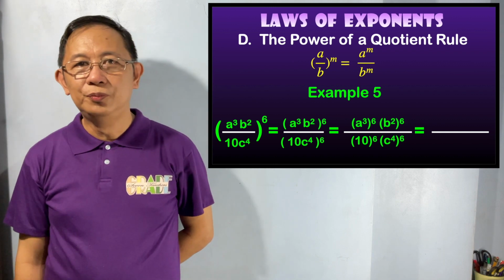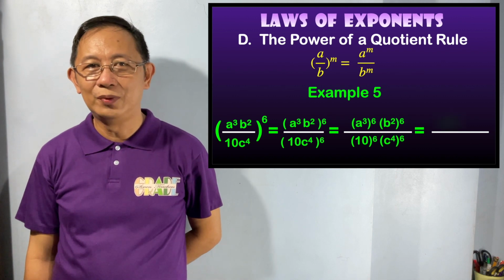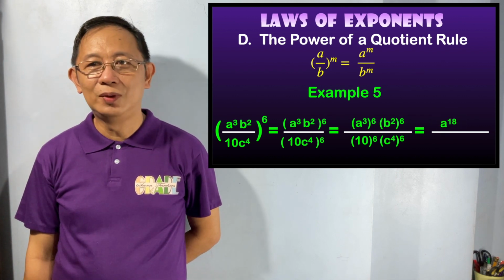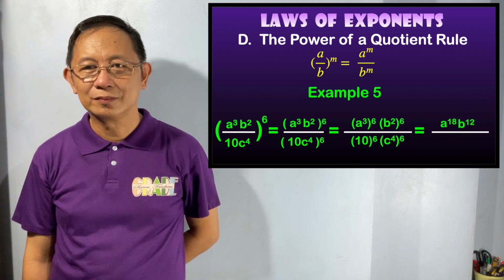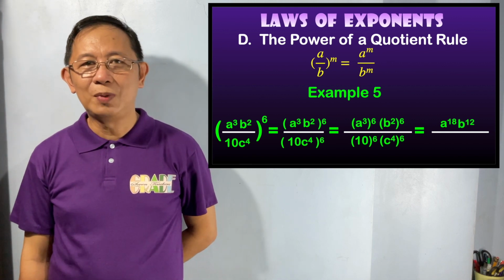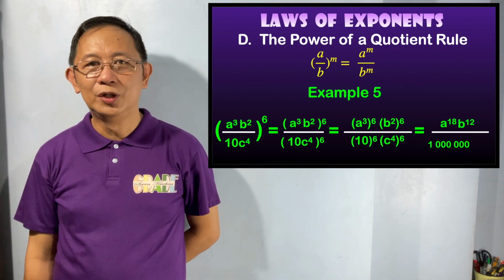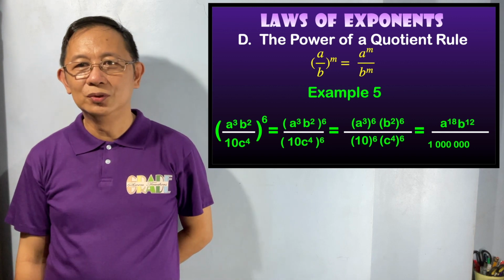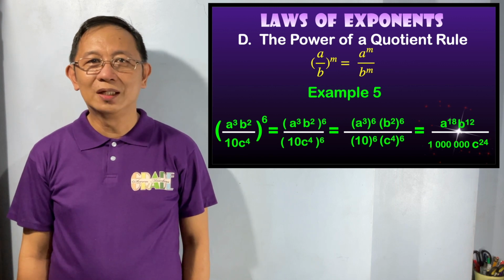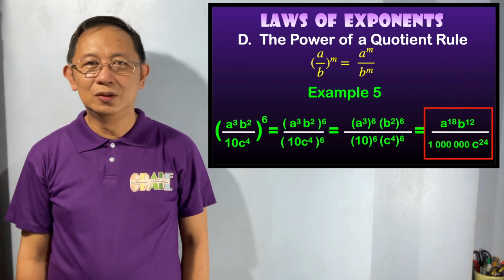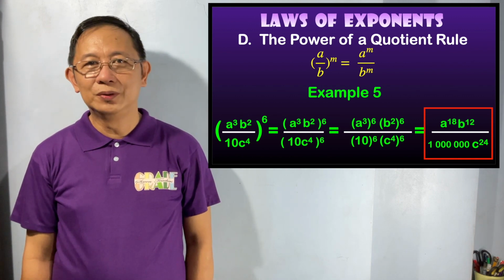A cubed to the 6th power is equal to a raised to the 18th power. B squared to the 6th power is equal to b to the 12th power. 10 to the 6th power is equal to 1 million. And c to the 4th power to the 6th power is equal to c to the 24th power. Those are the 5 examples of the 4th laws of exponents, which is the power of a quotient rule.